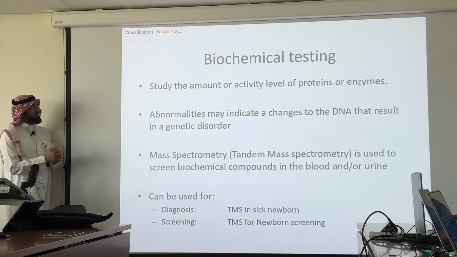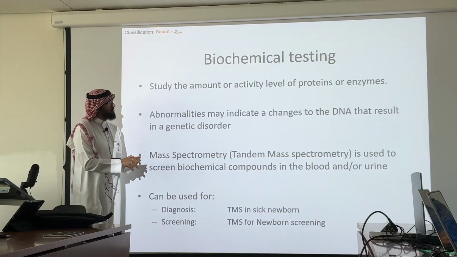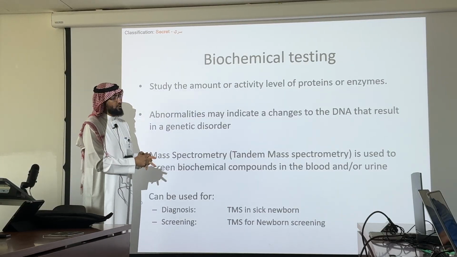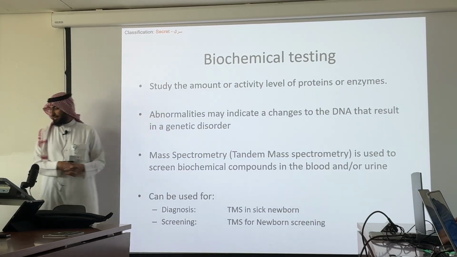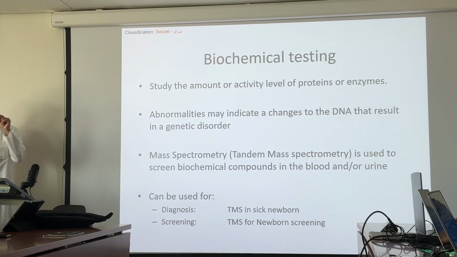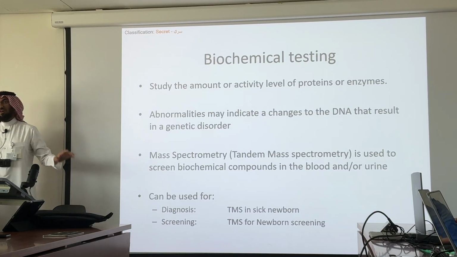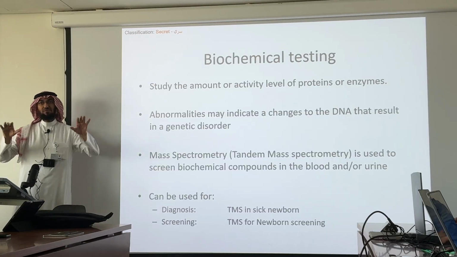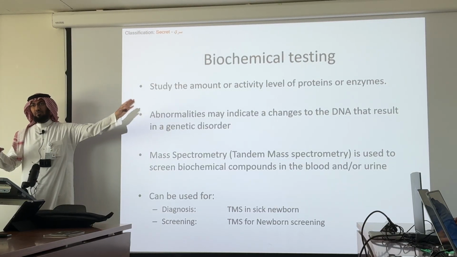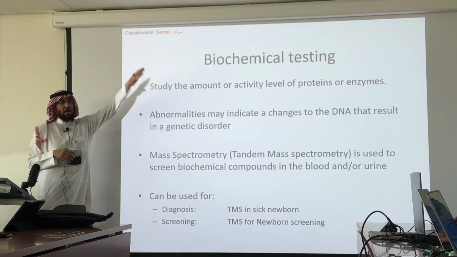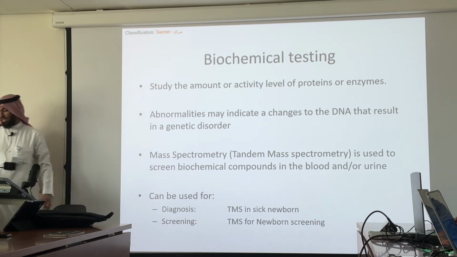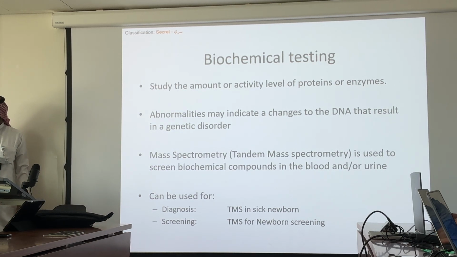Let's start with biochemical testing. Biochemical is a study of the amount or activity level of proteins or enzymes. It has nothing to do with the genes, but indirectly reflects the function of the gene. If the gene is functional, you will find these proteins and enzymes normal. If it malfunctions, you will find them either high or low. Abnormality may indicate a change in the DNA that results in a genetic disorder.